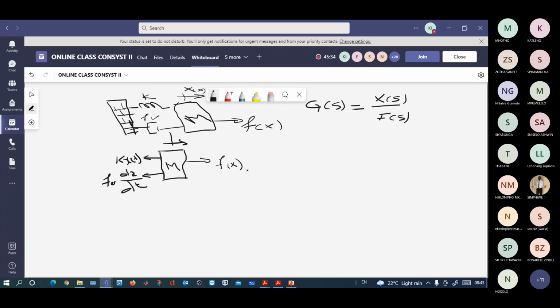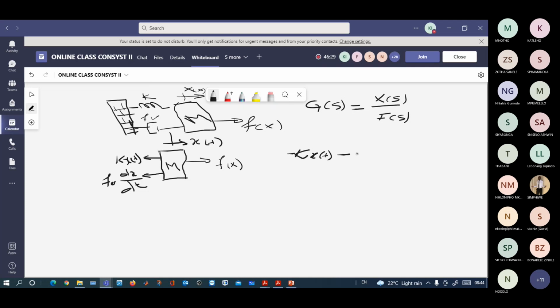So now we know that after we got our three forces, we can write our equation. We know that the sum of all the forces acting on a system is equal to its mass times its acceleration. So we're going to have K x of t, minus, here also because it's negative, it's going to be minus, right?